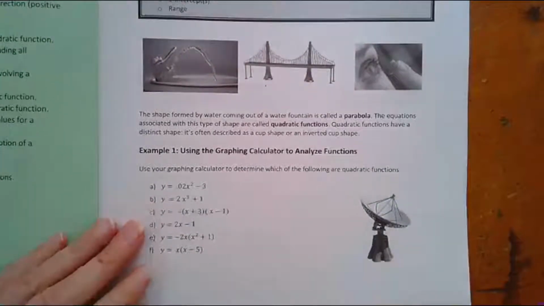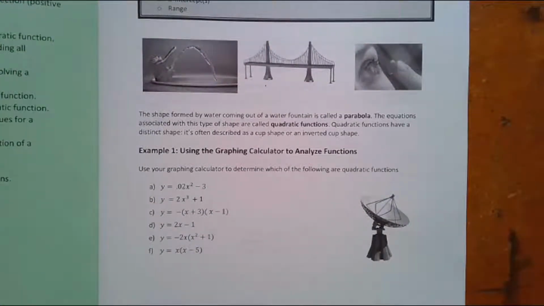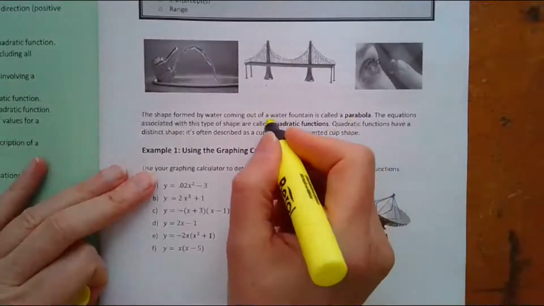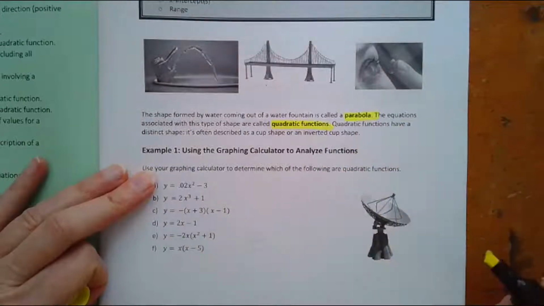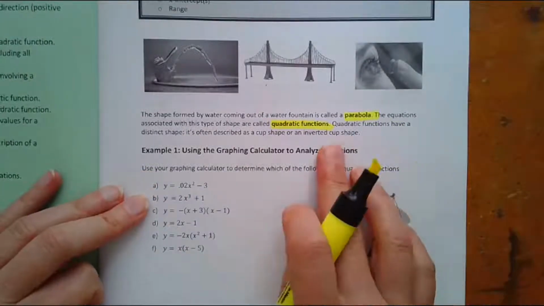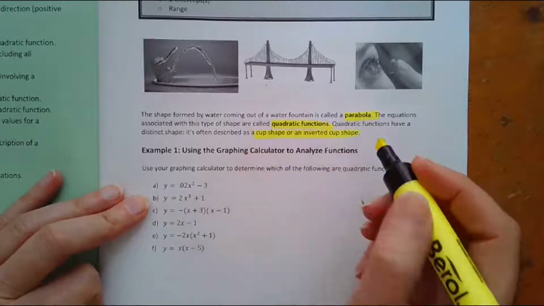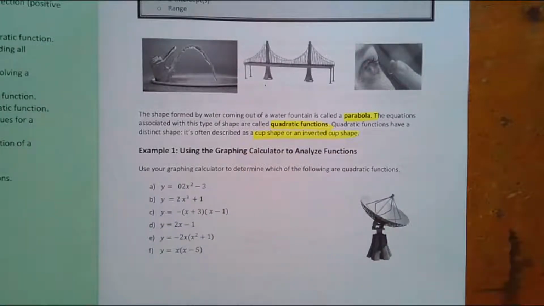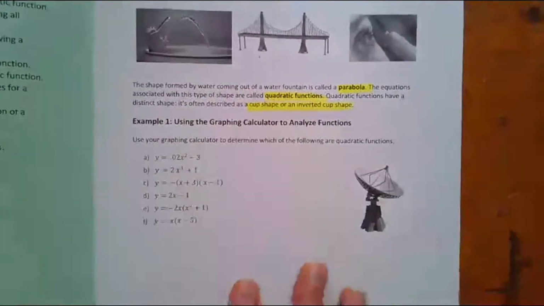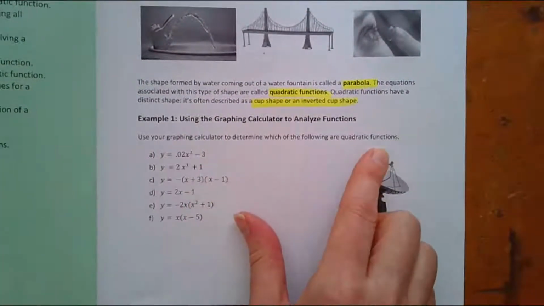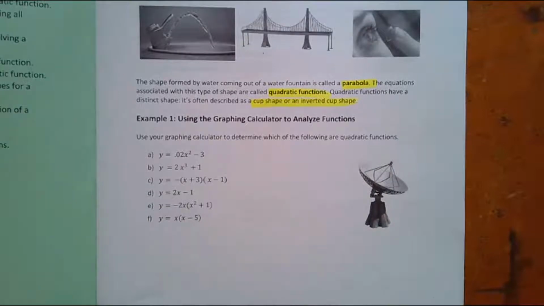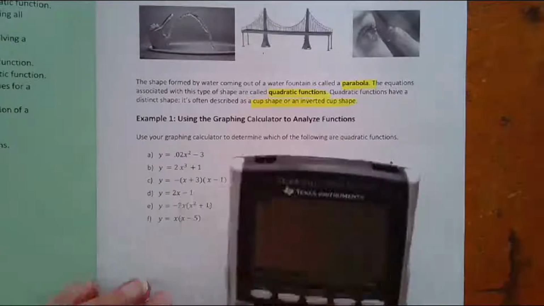The shape that a linear function forms is a line. The shape that a quadratic function forms is a parabola, okay? It's a distinct shape. It's a cup shape or an inverted cup shape. So we're going to use our graphing calculator to determine which of the following are quadratic functions. These are the skills you're expected to know now. So pick up your graphing calculator or your graphing calculator simulator and clear it out.